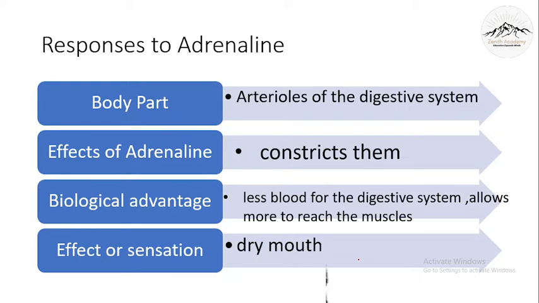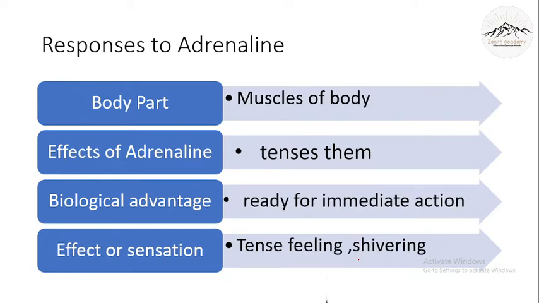और उसकी वजह से क्या इफेक्ट होगा? We will have a dry mouth. Now see what happens to the muscles of the body. Adrenaline tenses them, उसको tense बना देती है, उसको कड़क बना देती है, and that is why they are ready for immediate action. ये उसका biological advantage है. And what is the sensation? Tense feeling or shivering. Okay.